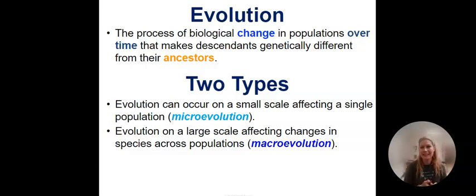Now, evolution can technically occur at 2 levels or 2 scales. You have microevolution, which occurs on a small scale, typically affecting only a single population. And then there is macroevolution, which is evolution on a larger scale that is affecting changes in multiple species, across multiple populations. So just a slight distinction there.